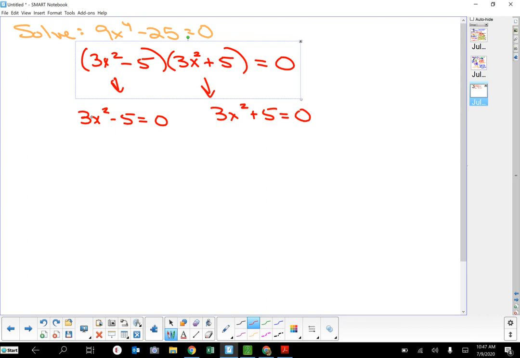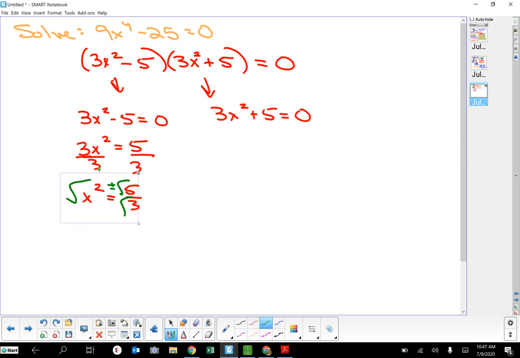All right, so in both cases, we move the 5. So I get 3x squared equals 5. Divide by 3. So x squared equals 5/3. Then I'm going to take the root and take the root. And this is a plus or minus now. So I have x equals, and I'm just going to go ahead and rationalize right here. So I'm going to have plus or minus radical 15 over 3.